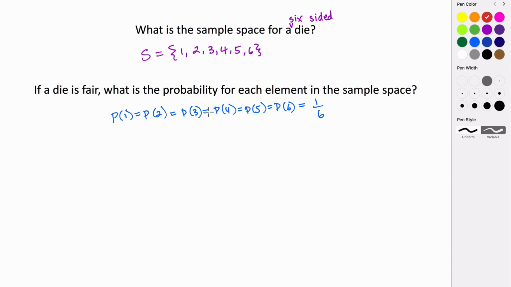Now, again, thinking about the idea that if we take the sum of all of these, it should add up to be 1. Well, the probability of rolling a 1 is 1/6, a 2 is 1/6, a 3 is 1/6, a 4 is 1/6, a 5 is 1/6, and a 6 is 1/6. So if we add all these up, that's 1, 2, 3, 4, 5, 6 sixths, or 1. So the sum of all their probabilities is 1.